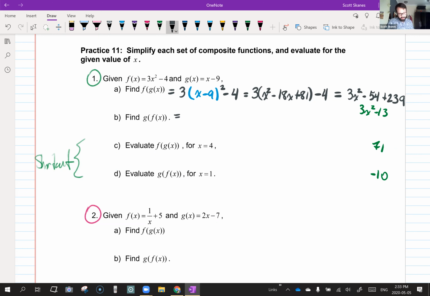So g with f inside of it. In this case, I need to put f inside of where x is. Of course, g of x is x minus 9. We're replacing this x, yeah? So this x is now becoming a new function, f. Expand that. Now, notice it's not the whole bracket that's expanded. This is the same thing as 3x squared minus 4 minus 9, which is why we get the minus 13.